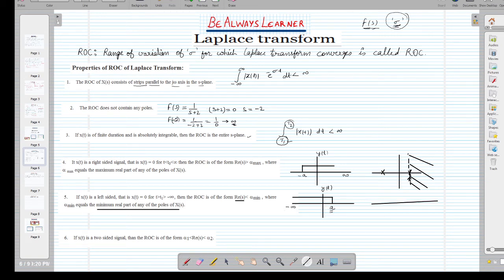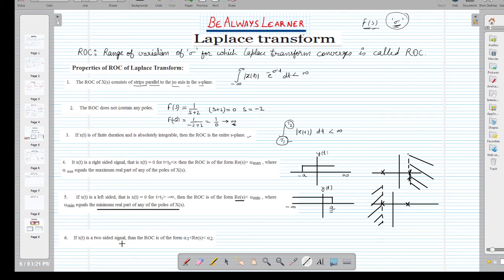And suppose the system is having two poles, one pole lying on this side and one pole lying on this side. So if the sequence is a left-sided sequence, then the ROC in the s-plane will lie on this side. So that is the understandable property from this point of view.